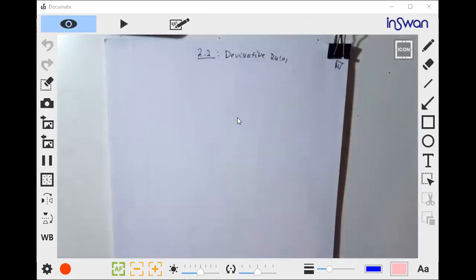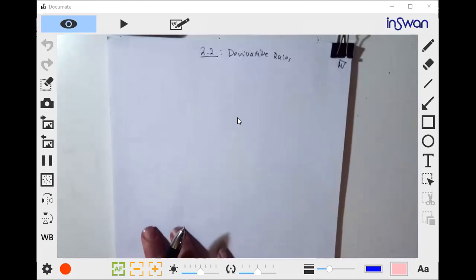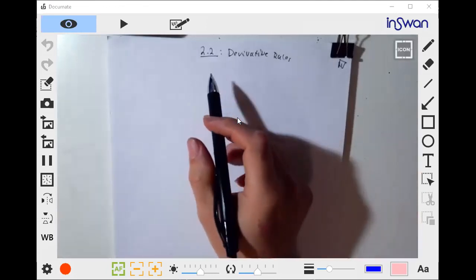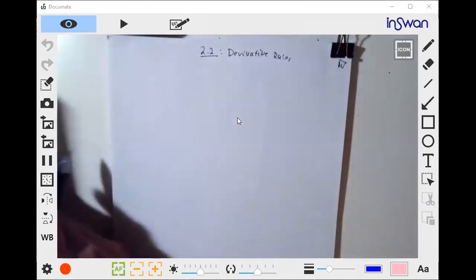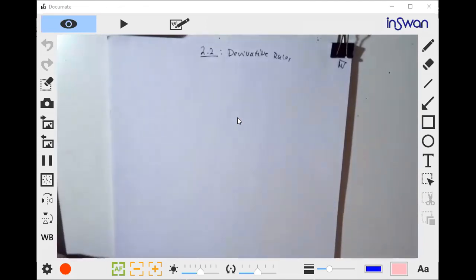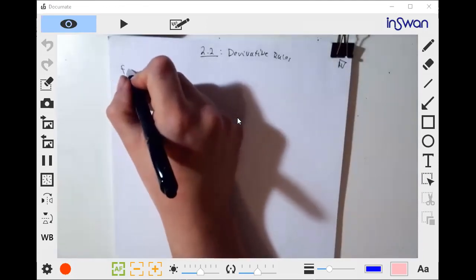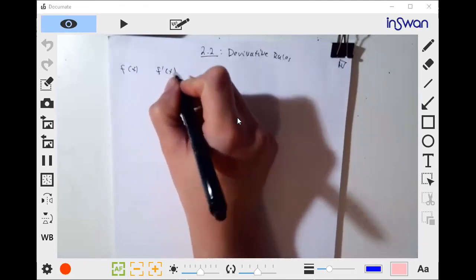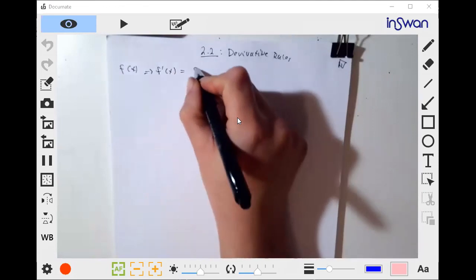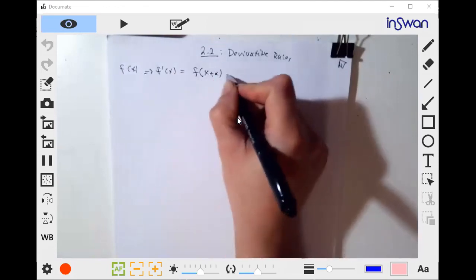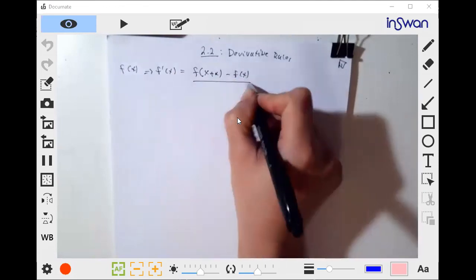All right. Hello, everybody. Let's talk about section 2.2, derivative rules. These are some rules that generalize to all derivatives. We're now figuring out how to take derivatives quickly instead of using the laborious notation. And speaking about the laborious notation, given a function f of x, recall that f prime of x is equal to f of x plus alpha minus f of x all over alpha.